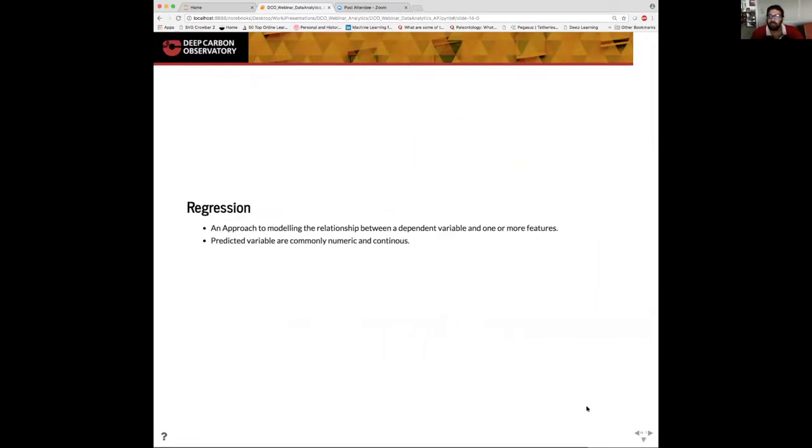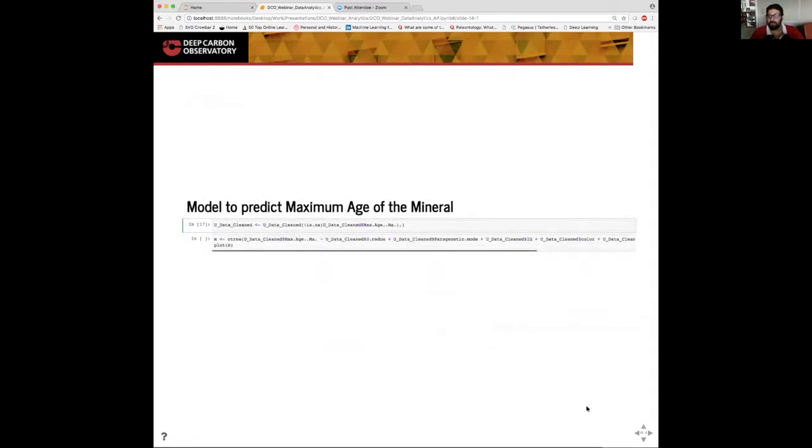Lastly, we would cover the regression problem. Regression is most commonly used when the predicted variables are numeric or continuous. Here we use the conditional inference tree model again, which can run regression and classification problems. And the task of our model here is to predict the maximum age of a uranium mineral.